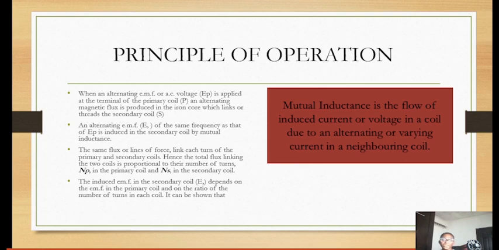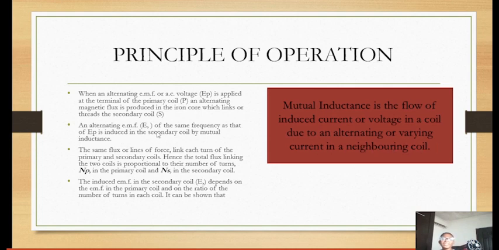Principle of operation. When an alternating current EMF or AC voltage EP is applied to the terminal of the primary coil P, an alternating magnetic flux is produced in the iron which links or threads the secondary coil. So mutual inductance is the flow of induced current or voltage in a coil due to an alternating or varying current in the neighboring coil.